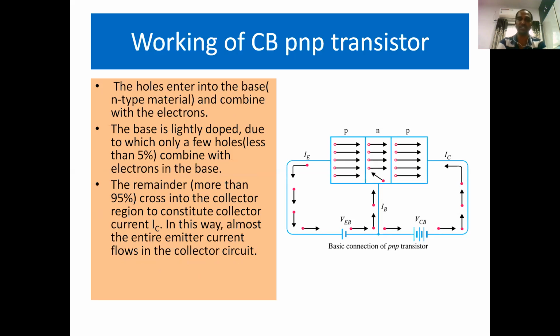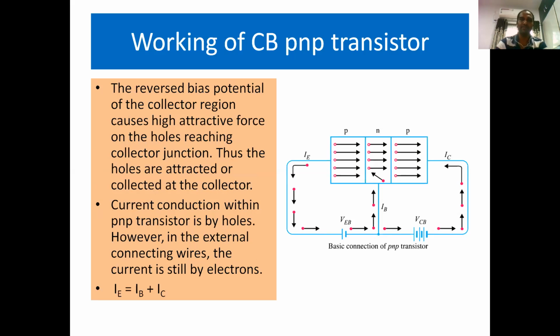In this way, almost the entire emitter current flows in the collector circuit. The reverse bias potential of the collector region causes a high attractive force on the holes reaching the collector junction. As a result, the holes are attracted or collected at the collector. So current conduction within the PNP transistor is by holes. However, in the external connecting wires, the current is still due to electrons. So the total emitter current IE is equal to the sum of base current plus collector current.